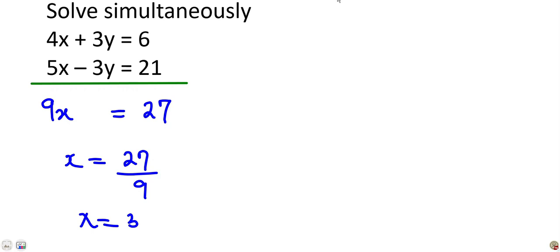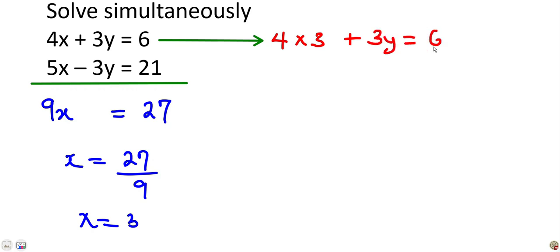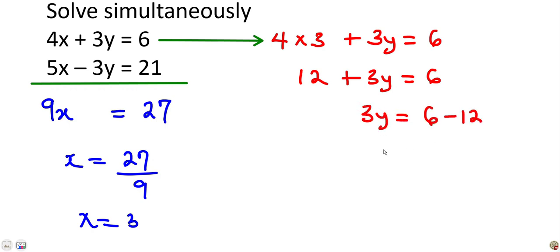So I take the first equation and I try to substitute that by saying 4 times 3. So 4 times 3 plus 3y, and that's equal to 6. And I know 4 times 3 is 12, plus 3y is equal to 6. And then I can subtract 12 on both sides. So 3y equals 6 take away 12, and write down this 3y. And 6 take away 12 is minus 6.